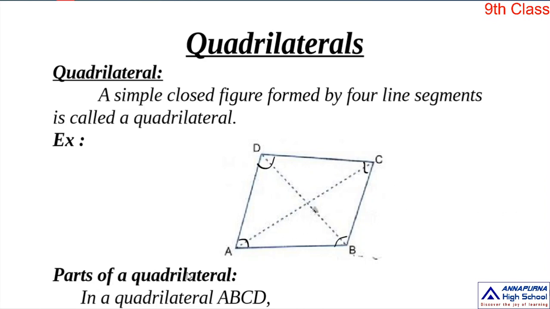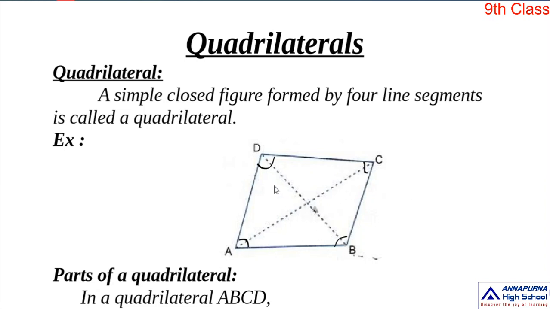Angle A and angle C are opposite angles. Angle A and angle B are adjacent angles. So angle A and angle C are opposite angles. This is one pair of opposite angles.